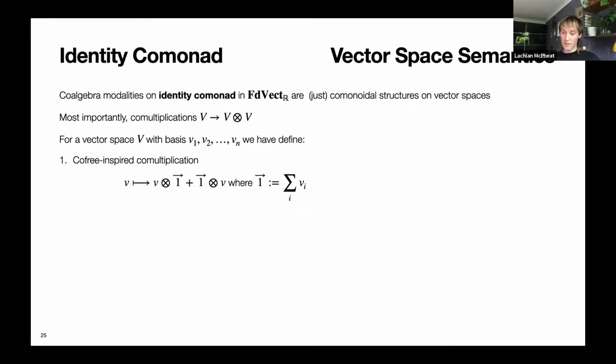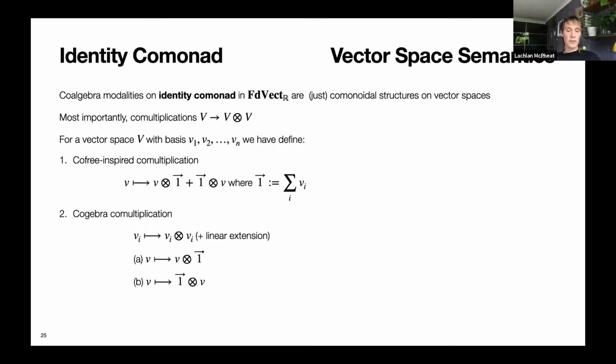And then the other model that we defined is called the Coalgebra co-multiplication, which you define on a basis and extend linearly by just copying the basis. And you can almost say that these two maps below are the same. Please ask me about the almost later if it's not obvious. And we call these Coalgebra A and B. Coalgebra A maps a vector V to V tensor 1, and Coalgebra B maps V to 1 tensor V. So here, these bullet points 1 and 2 are exactly defining Coalgebra modalities on the identity comonad.